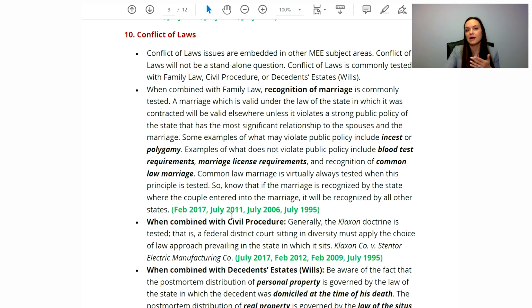Common law marriage, while it's not recognized in every jurisdiction anymore, the idea is once parties are validly married in one place, that marriage will be recognized in other jurisdictions, assuming it does not violate the strong public policy of those other places. And common law marriage does not. Things like polygamy, or being married to multiple people at one time, like bigamy, those types of things are found to violate public policy, but not common law marriage.